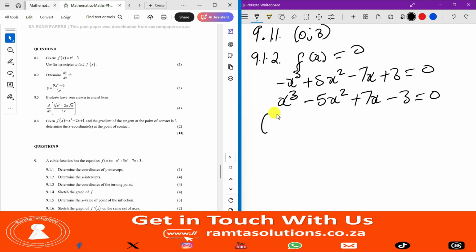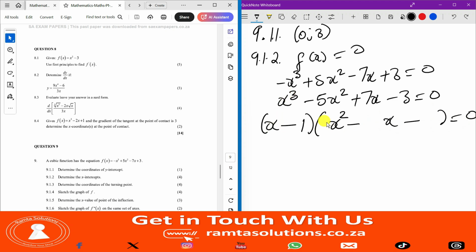Any value of x that will make this 0. Let me try 1. Okay, so when x is 1, this will become 0. So x equals 1 works, so this is now x minus 1. Now x cubed divided by x, and we do this: x squared, leave space, x minus, leave space, close, equals 0.